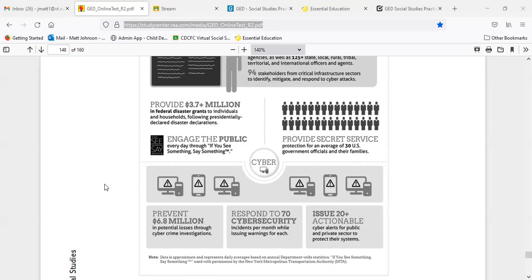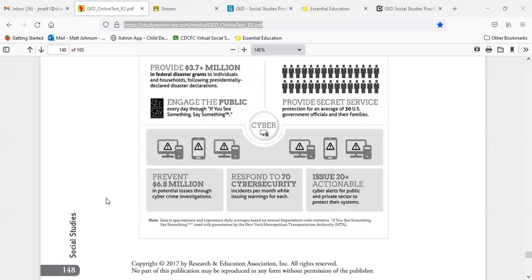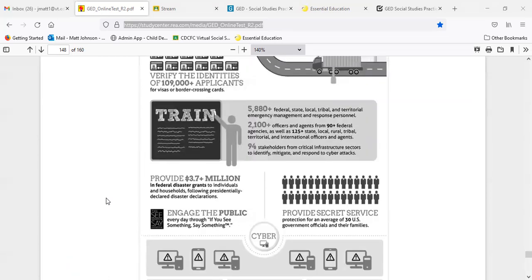So prevent $6.8 million in potential losses through cybercrime investigations, respond to 70 cybersecurity incidents per month while issuing warnings for each, and issue 20 plus actionable cyber alerts for public and private sector to protect their systems. Okay, so there's all our information, land, sea, air, and cyberspace.